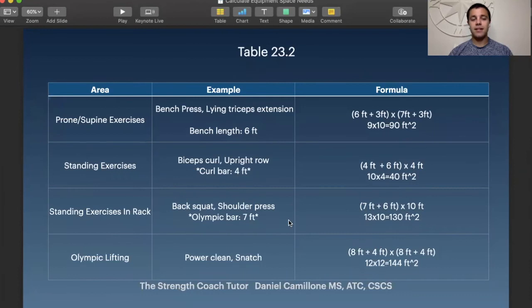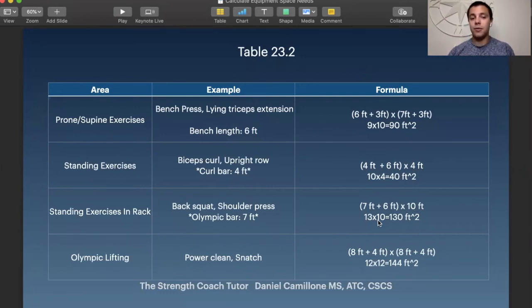Now let's look at standing exercises in a rack. In this example, again, we're going to use the Olympic bar length of 7 feet. And so again, we're going to take that 7 feet plus 6 feet. Again, 6 feet meaning 3 feet on each side for safety space. So we're going to add those two numbers together. 7 plus 6 would then be 13. And then we have to multiply that by 10. And 13 times 10 would be 130 square feet.